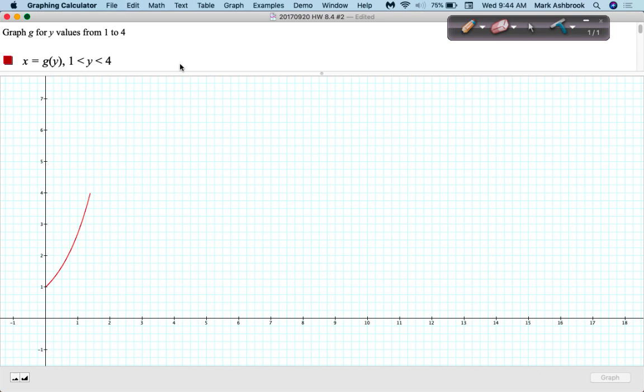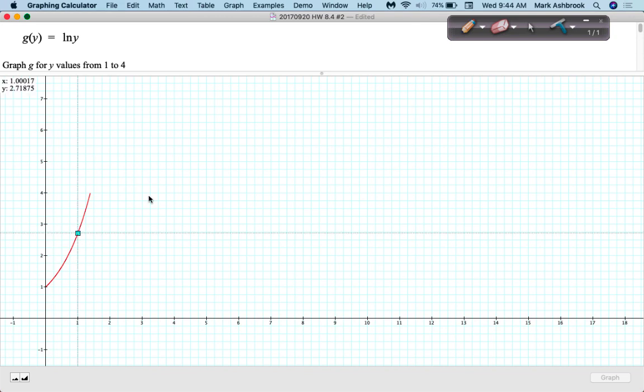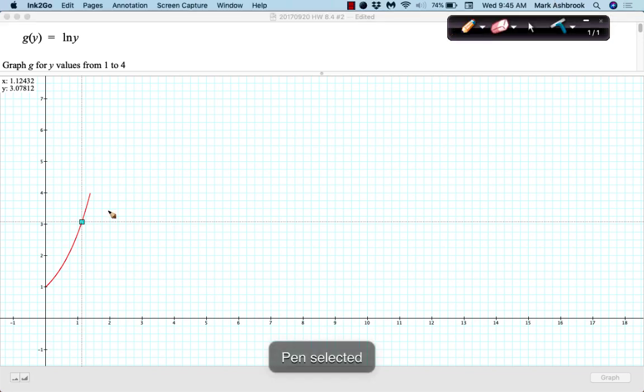Again, we're thinking about how y is independent. So we're going to start here. We're going to pick a value, say 1.5 or 2, and then according to g, the corresponding value of the dependent variable will be graphed as the x-coordinate. Right? So here's a point, say 1.12 and 3.07. Here's x. So here's the ordered pair: 1.12, comma, 3.08, I guess rounded.